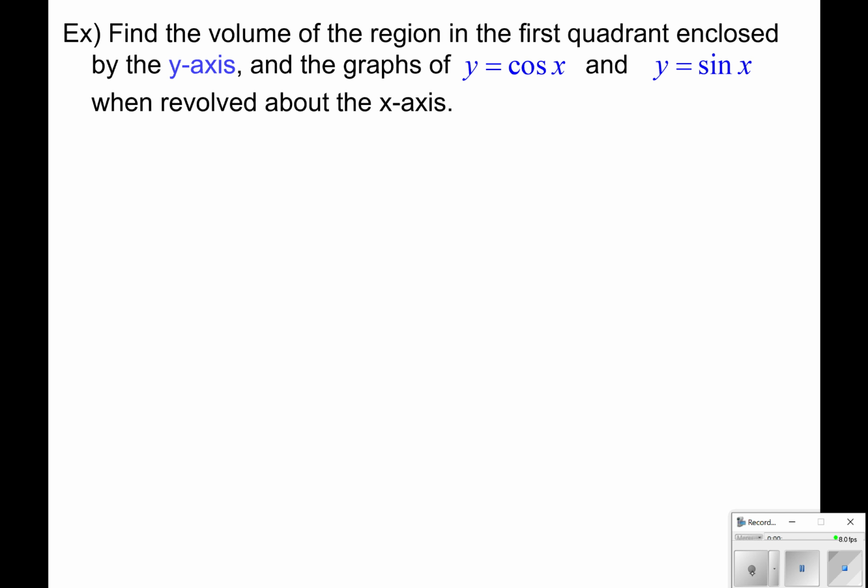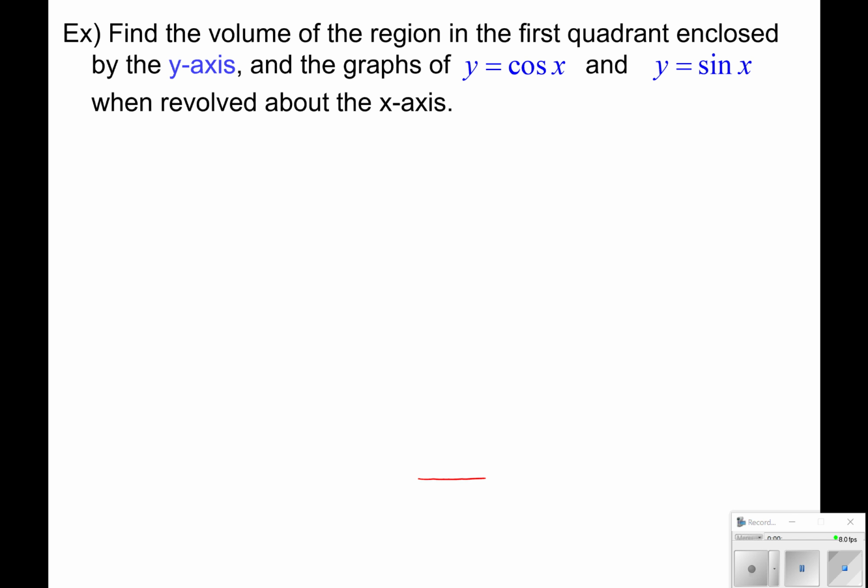Okay, so let's look at this first one right here. Find the volume of the region in the first quadrant enclosed by the y-axis and the graph of cosine x and the graph of sine of x. And in this first example, we're going to revolve this around the line y equals 0, otherwise known as the x-axis. So let's do this.